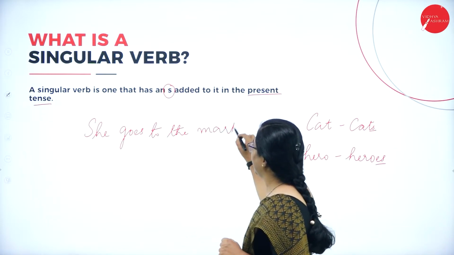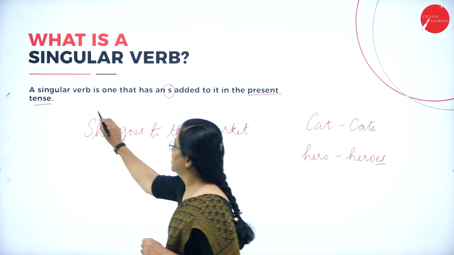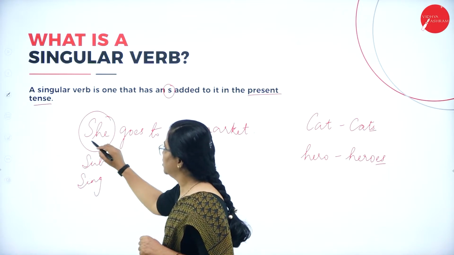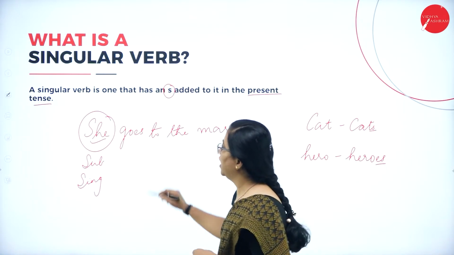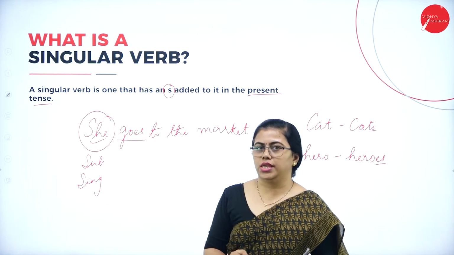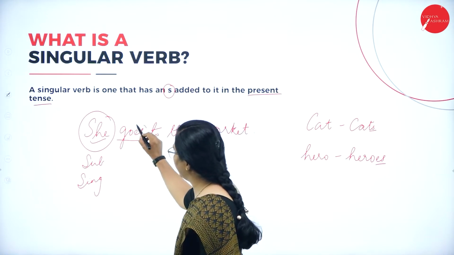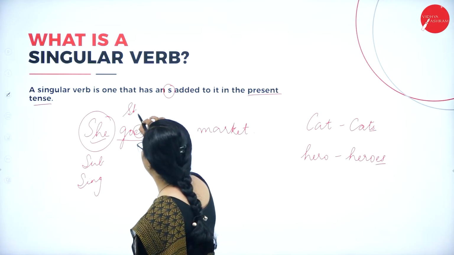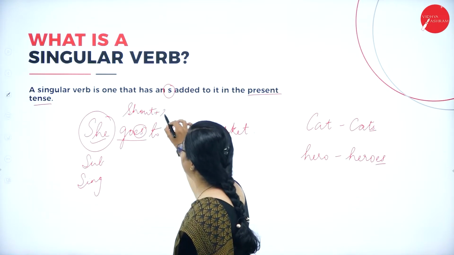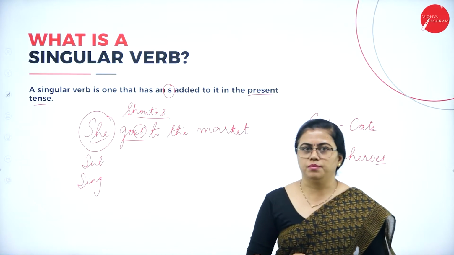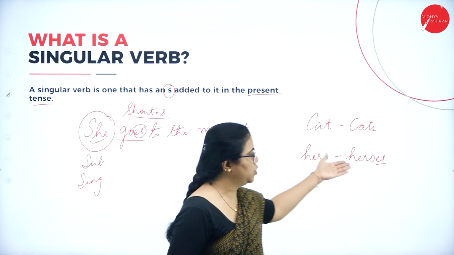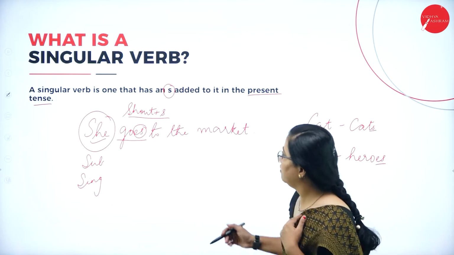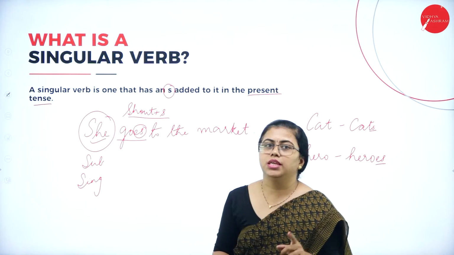So here, what is the subject of the sentence? This is the subject and this is singular. So this subject is singular, so I have to use a verb that is also singular. Sometimes you add only s, sometimes you add es also. Suppose I use this word shout, you can just add s and make it a singular verb. In plural nouns, whenever you add s, it becomes a plural noun. But in verbs, you have to be aware, whenever you add s, that becomes a singular verb.